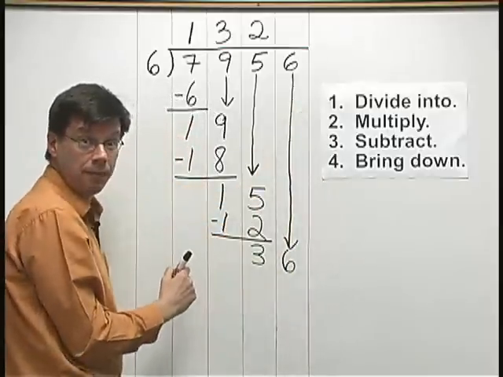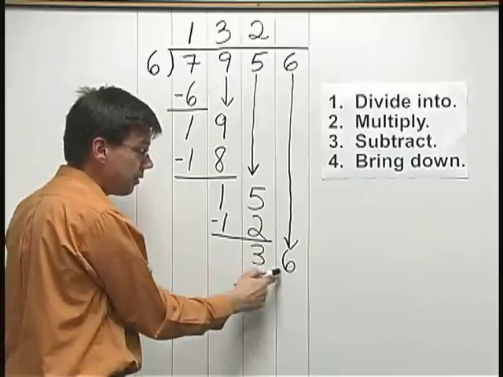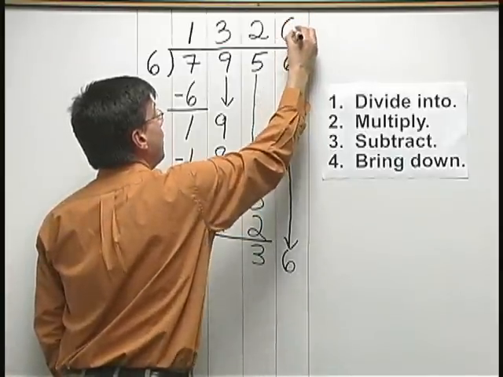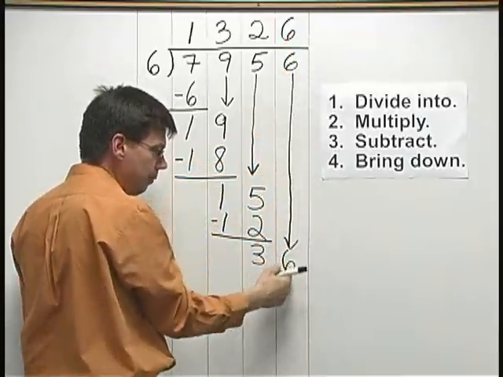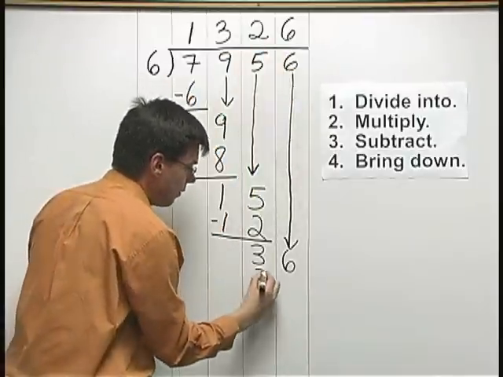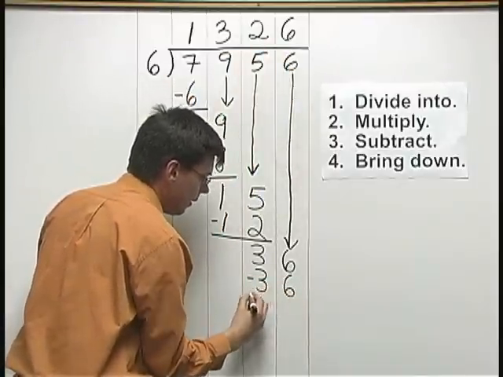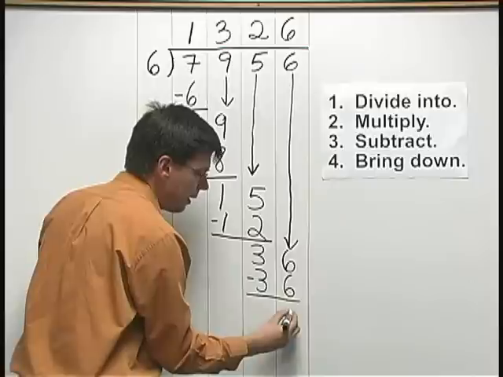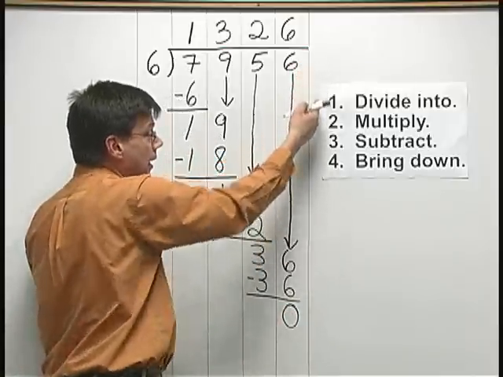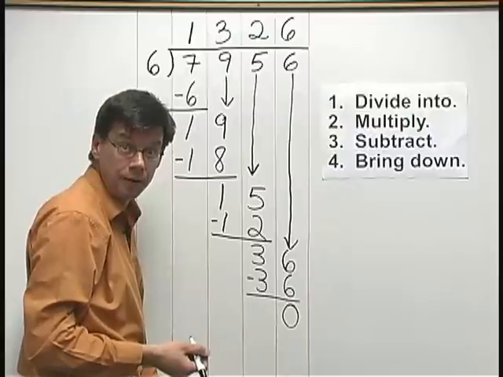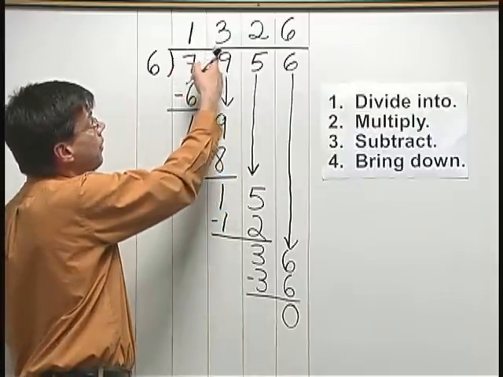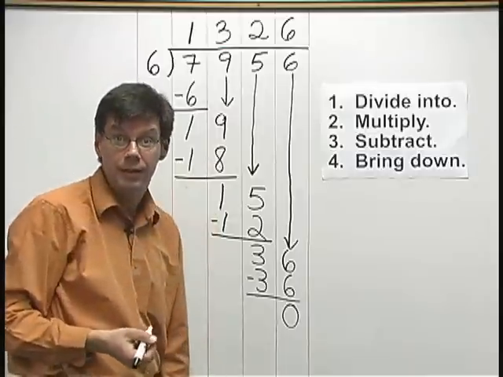Back up to the 1st step. How many times does 6 go into 36? 6 goes in 6 times. I write the 6 directly above the 6 that I just brought down. 6 times 6 is 36. Then I subtract. 36 minus 36 is 0. Now at this point, I have no more digits to bring down. So we're done. We have our answer. Our answer is 1,326.